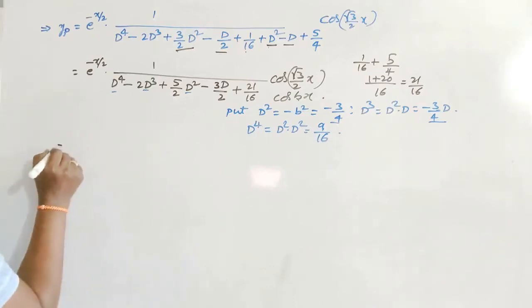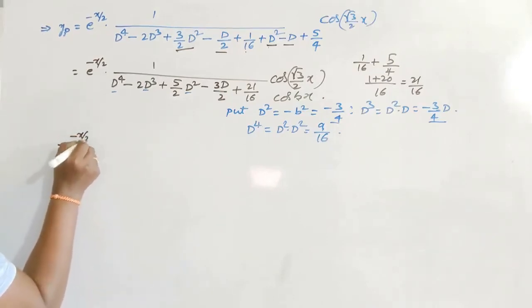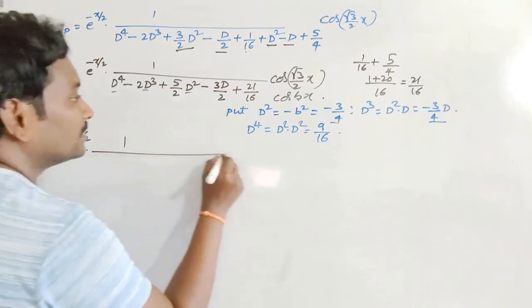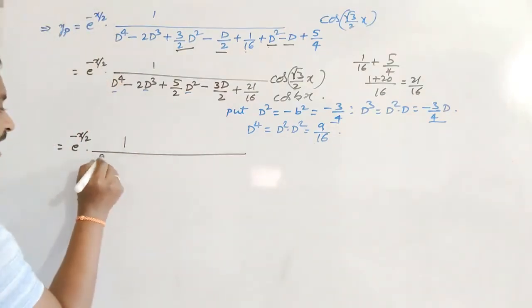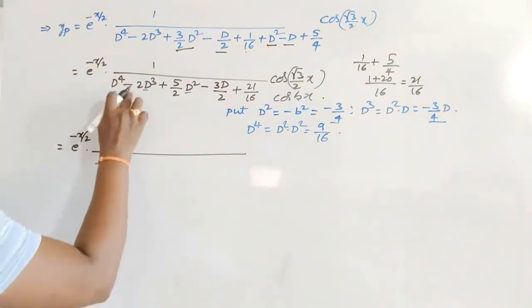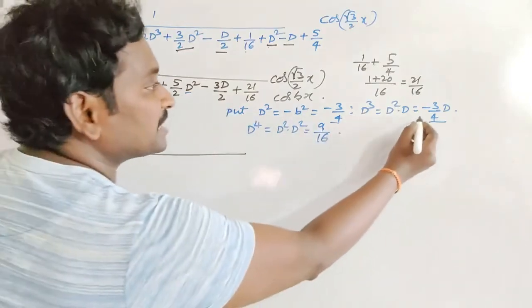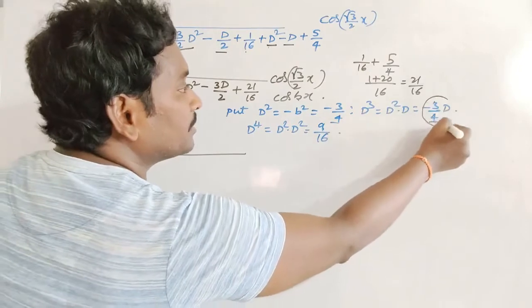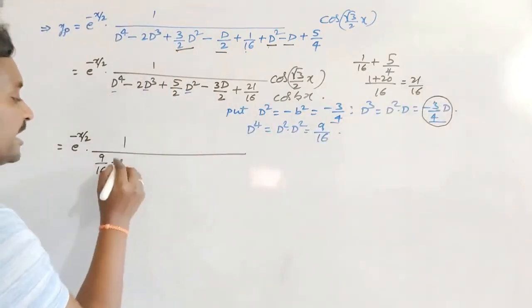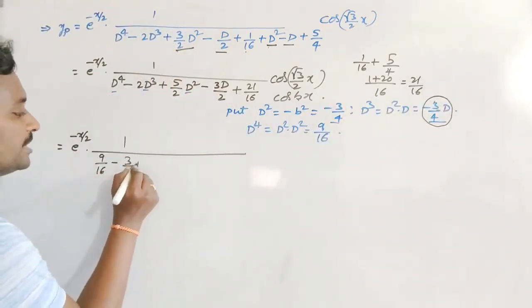So e power minus x by 2 is there, 1 by d power 4 means 9 by 16, minus 2 into d cube, so d cube is nothing but minus 3 by 4 into d, by multiplying with 2 you will get minus 3 by 2 into d.